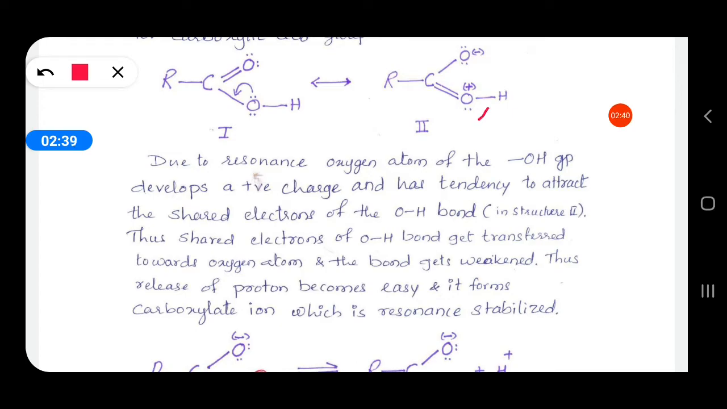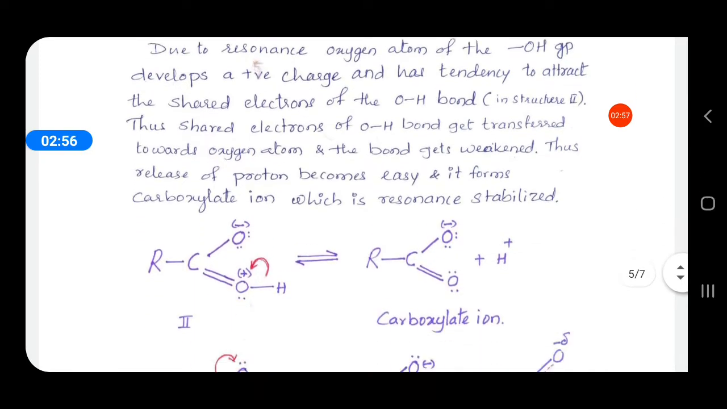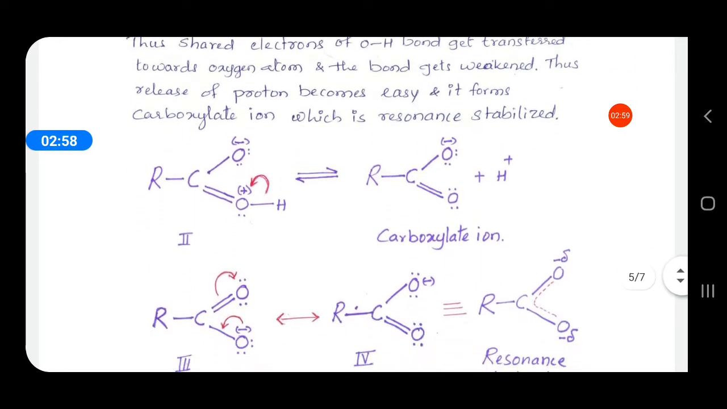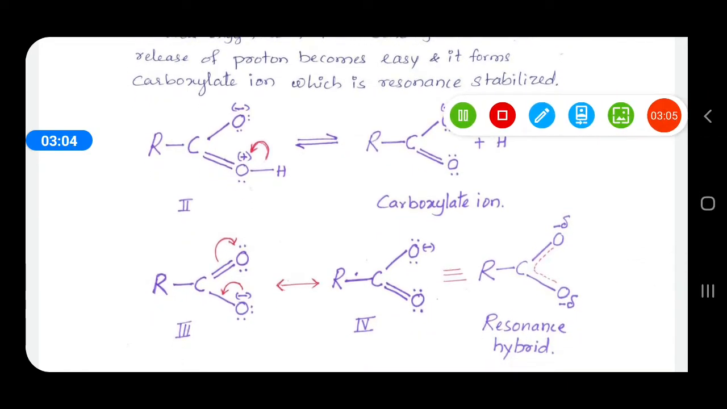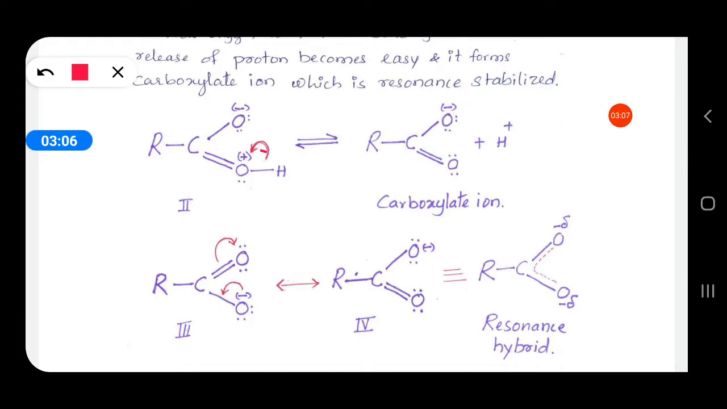These shared pair electrons are somewhat shifted towards the oxygen. Therefore release of this H plus becomes easy. So it forms a carboxylate ion. See here, in structure 2, the OH bond electrons are given to oxygen, so that H plus is released, and a carboxylate ion is formed. And this carboxylate ion is resonance stabilized.